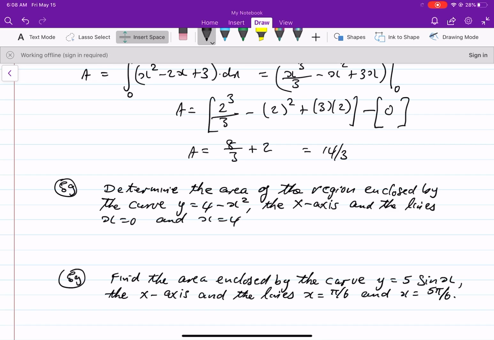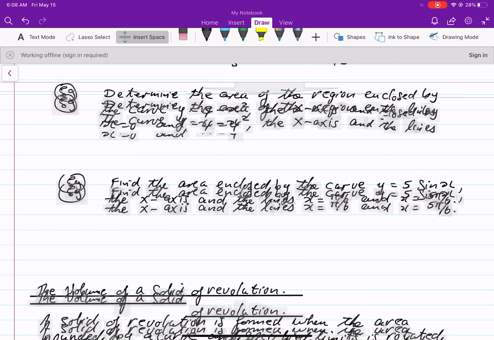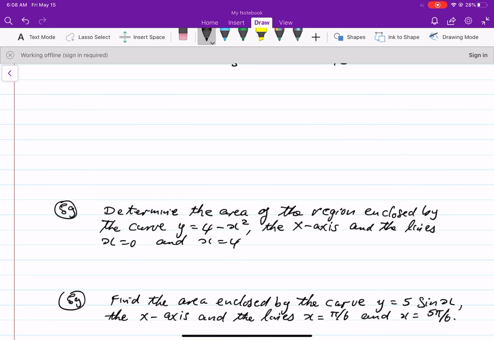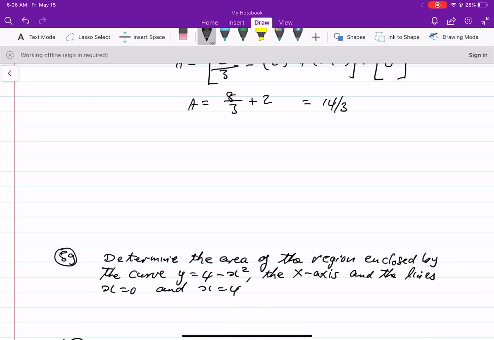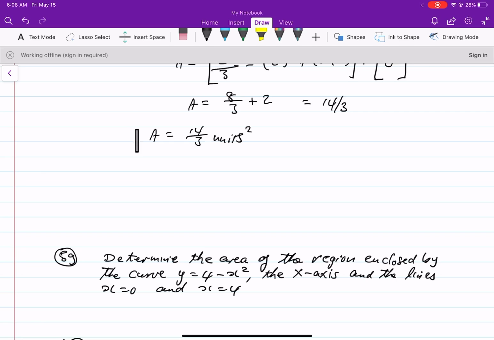And therefore, I can write the area as 14/3 units squared. So it's pretty consistent in the way the rules apply.